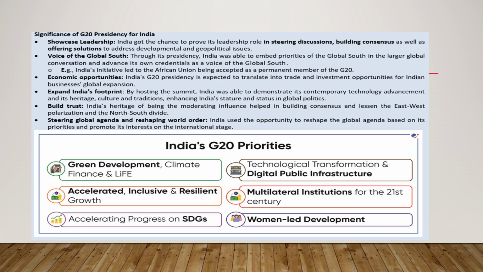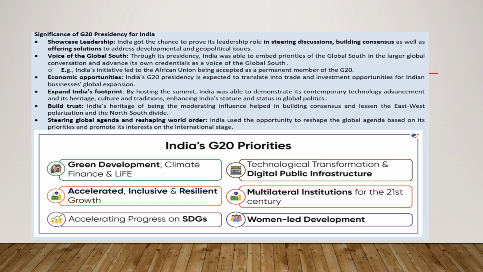These were a few significances of the G20 presidency for India: how it would help India in establishing as a global leader, how India would showcase its voice for the global south, how it would bring economic opportunities to India, how it would expand India's footprint and build India's trust, and how it would help India in steering global agenda and reshaping world order. What are India's G20 priorities?